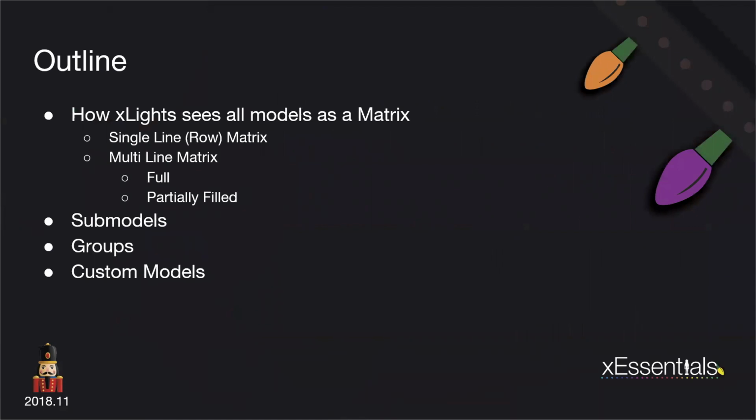Now, I said xLights sees all models as a matrix, but some of those matrices are only a single line matrix. Other ones are multi-line matrices. Some of them are fully packed, and then some of them are only partially filled, especially in your custom models. So I'm going to go into a little bit of all of that, touch on submodels and groups, probably submodels a little bit more than groups, and a little bit of custom models, and custom models go hand in hand with your submodels. So that's just the quick overview of what I'm going to be talking about.